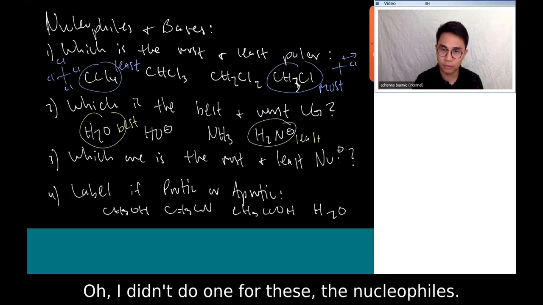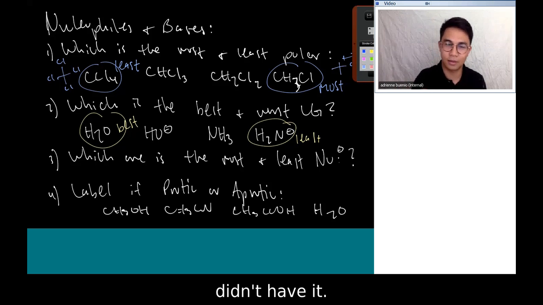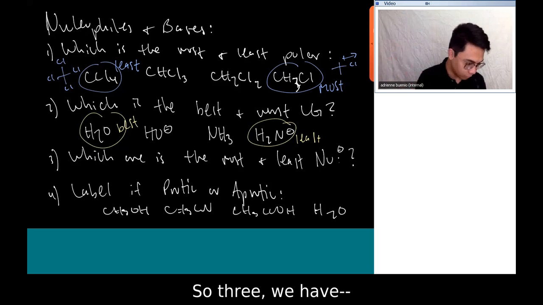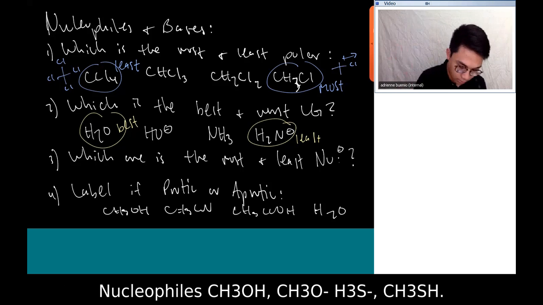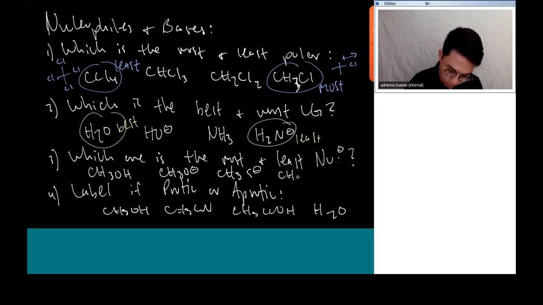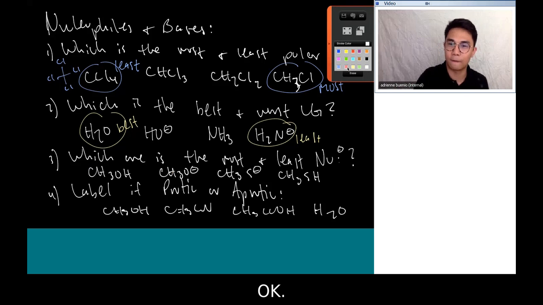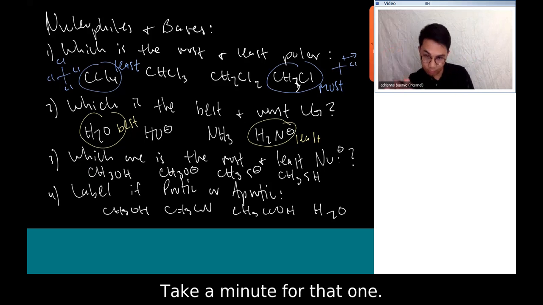Oh, I didn't do one for these, the nucleophile. No wonder I had room, because I was thinking I didn't have room. So three, what do we have here? Nucleophiles: CH3OH, CH3O minus, CH3S minus, CH3SH. Okay, sorry about that. That was crazy. Okay, take a minute for that one.